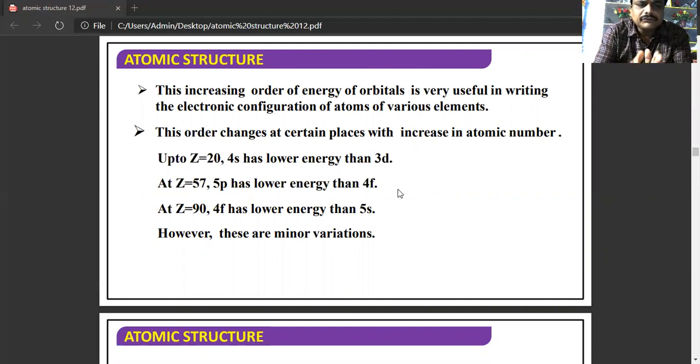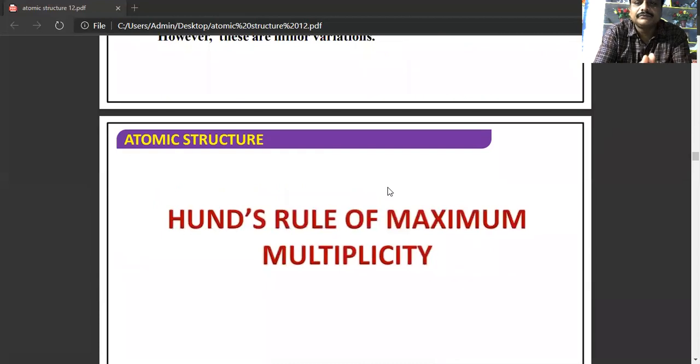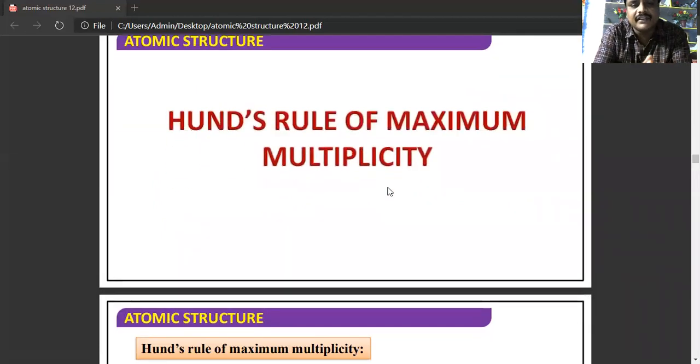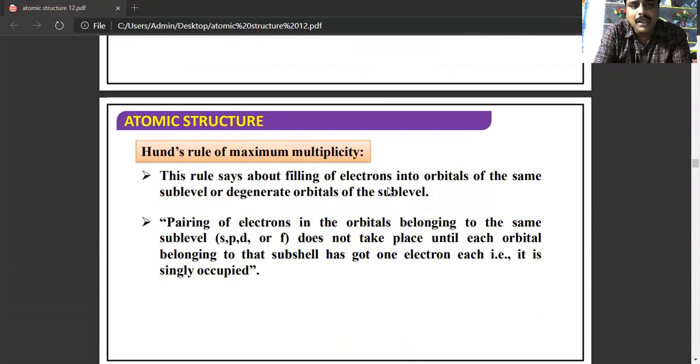Up to atomic number 20, 4s has lower energy than 3d. At Z equal to 57, the 5p orbital has lower energy than 4f. At Z equal to 90, 4f has lower energy than 5s. So that is about the Aufbau principle, how the electrons are filled in the various orbitals in the order of their energy. Next, we will discuss Hund's rule of maximum multiplicity.